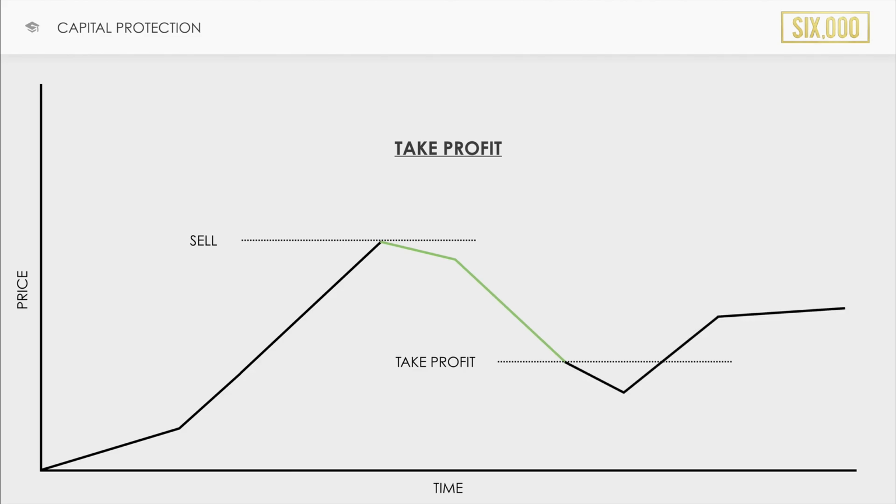And we can see here, price dropped just below our take profit level, where we closed the trade in profit, and it actually started to move back against us. So we would have therefore made less profit.